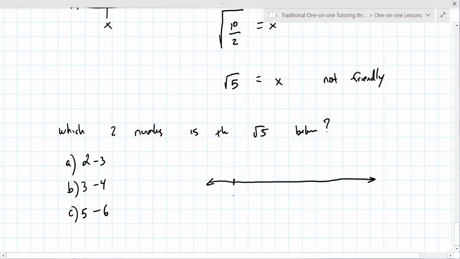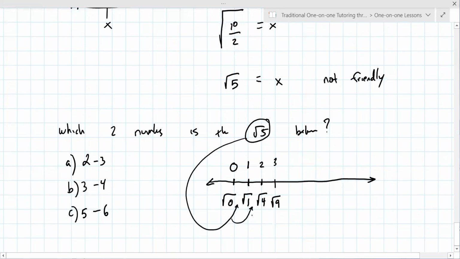So if we go to a number line, this is probably going to help you figure this out pretty quickly. I'm going to put the whole number on the top, and then its square root equivalent on the bottom. 1 is the square root of 1. 2, though, 2 is the square root of 4. And then 3 is the square root of 9. Where does square root of 5 fall? Does it fall between here, this position, or further out? It falls between 2 and 3. Between 2 and 3. Very good.